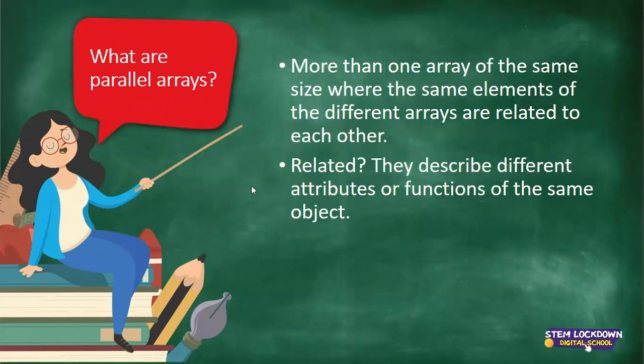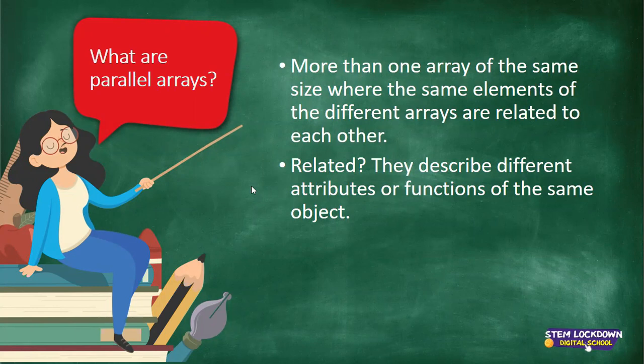So what are parallel arrays? Well, if we look at those slides there, it says that it's more than one array of the same size where the same elements of the different arrays are related to each other. Now that is a mouthful. That is high English. Let's read it again, and then I'll try and break it up for you. So it says that it's more than one array, so it's multiple arrays. It could be two arrays, it could be three arrays.